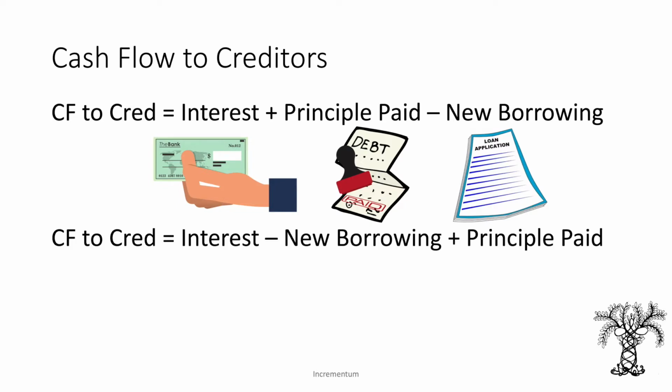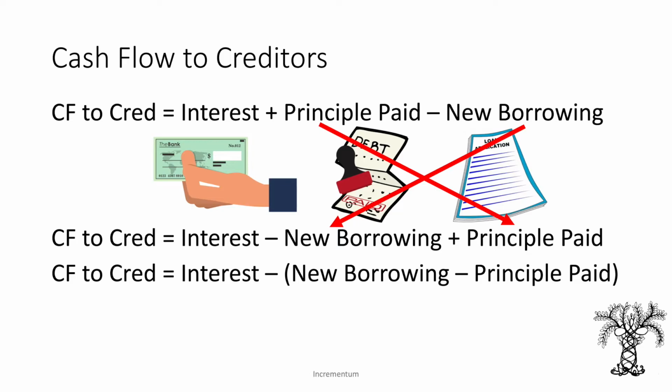We're going to rewrite this equation as interest minus net new borrowing plus principal paid. Notice that it's just the first equation rewritten. We've taken new borrowing and we've made it the second term and brought the negative sign along with it. And then principal paid is now just the third term. The next thing we're going to do is rewrite this equation as interest minus, and then in parentheses we have new borrowing minus principal paid.